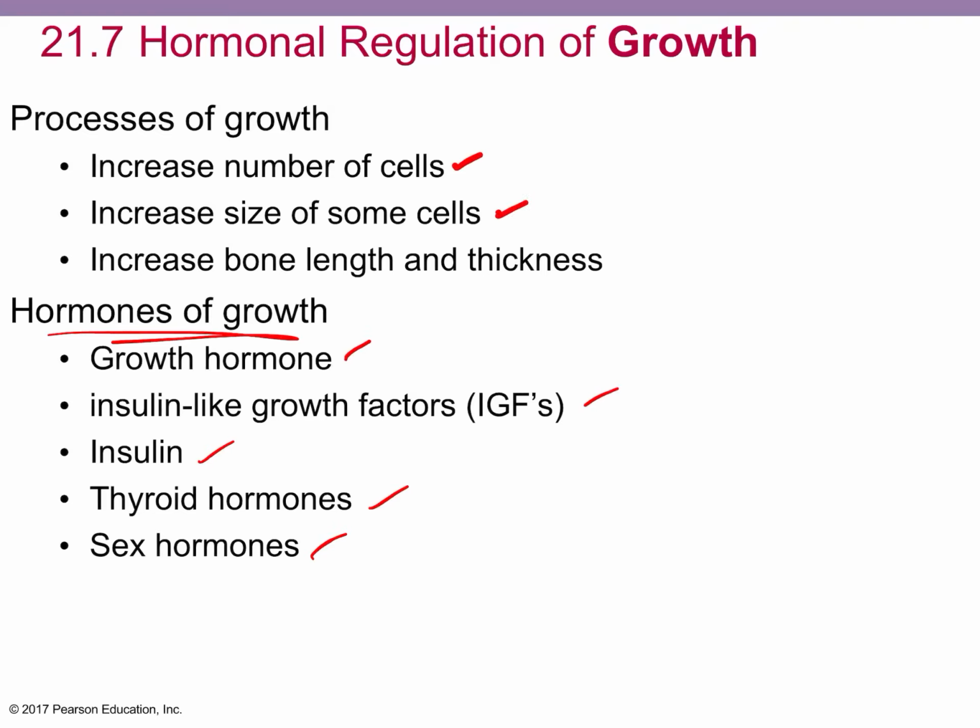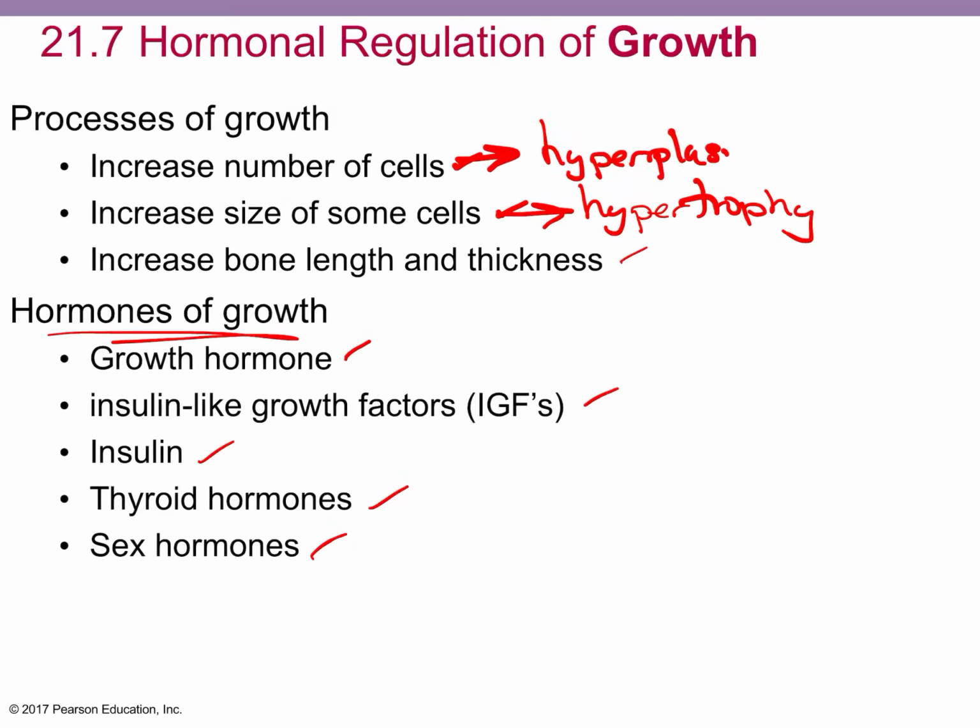So think about your muscle cells. Each muscle cell will get thicker as your muscles get bigger. And you can also increase the bone length and thickness, right? Those are all part of growing. When you increase the size of the cell, it's called hypertrophy. Increase the size: hypertrophy. And if you increase the number, that term is hyperplasia. Okay, hyperplasia is the number.